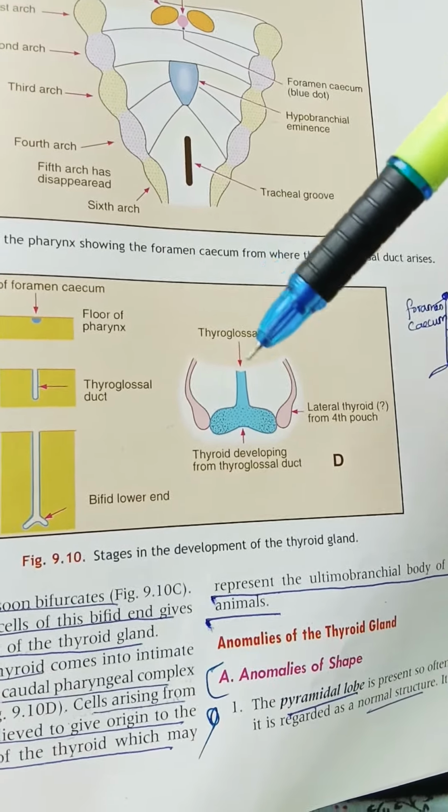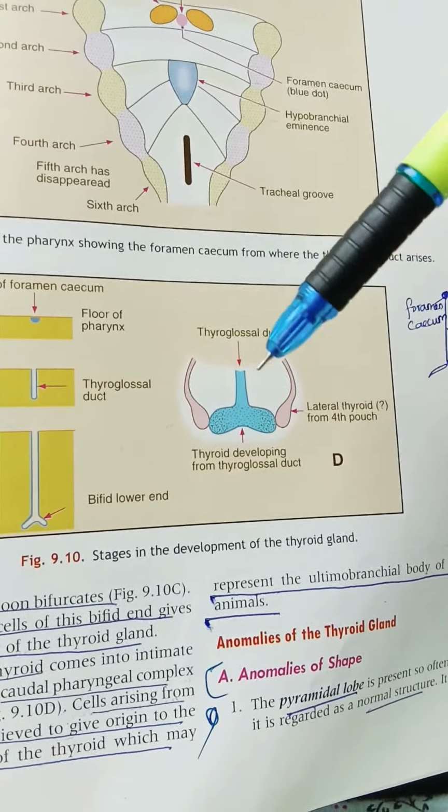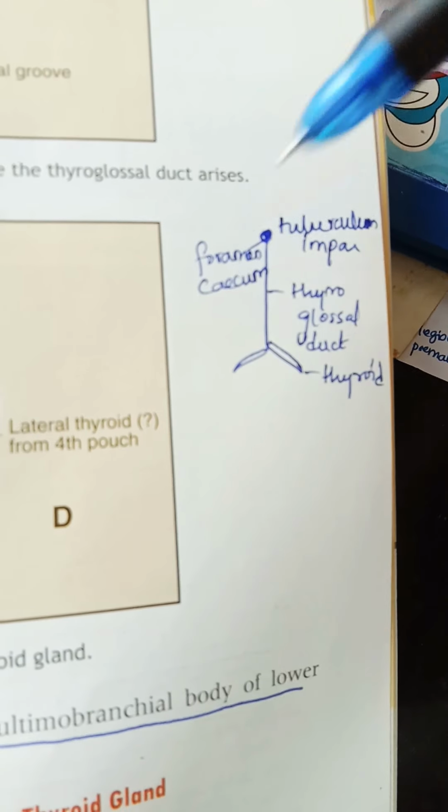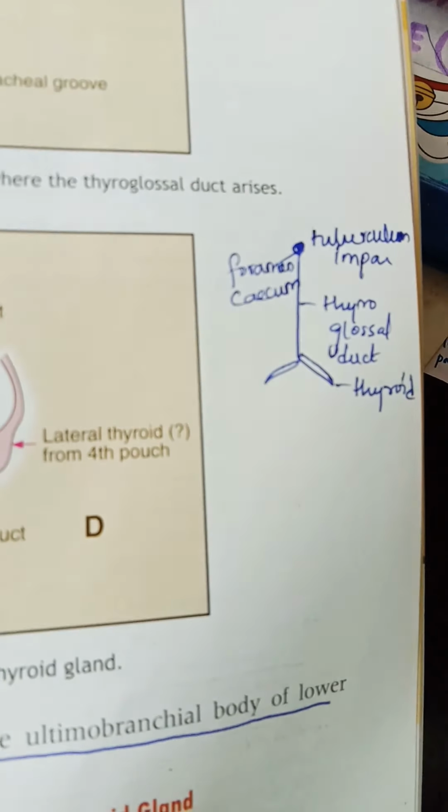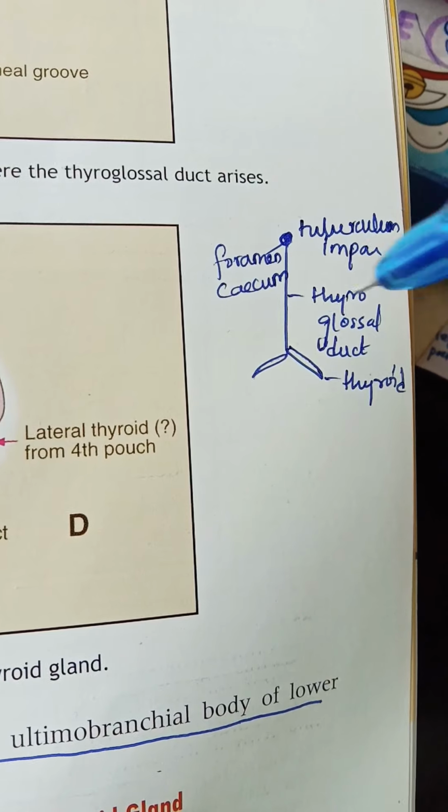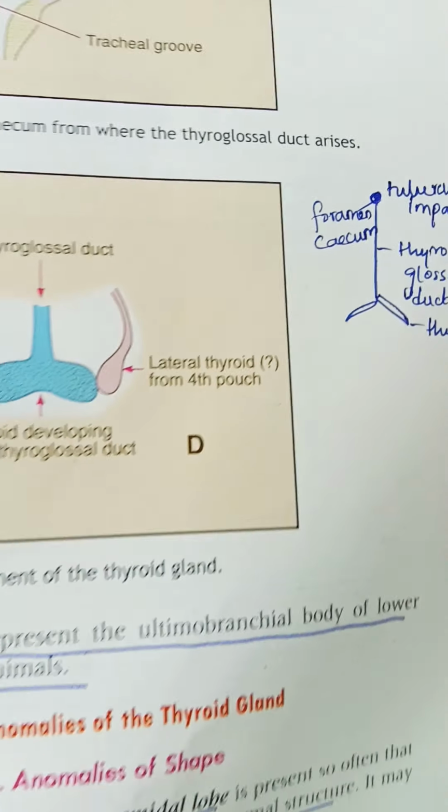So this is the thyroglossal duct, the thyroid developing from the thyroglossal duct, and the lateral thyroid from the fourth pouch. So we have drawn a simple diagram. You can see this is the foramen cecum, this is the tuberculum impar, this is the thyroglossal duct, and this is how the thyroid is formed. A very simple diagram to explain it.